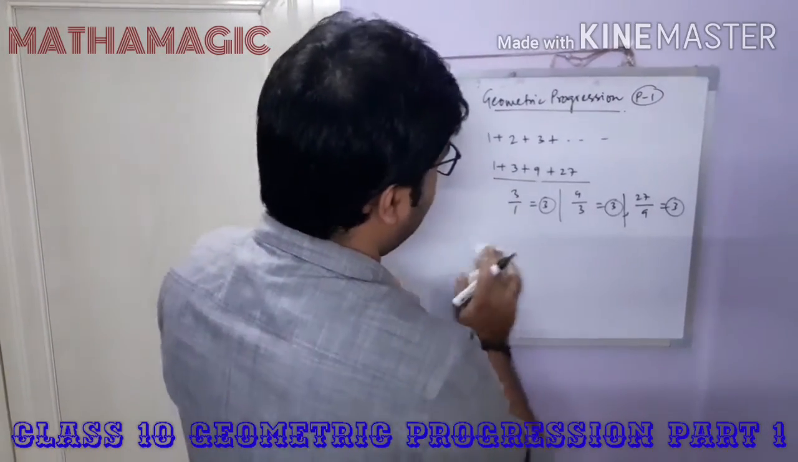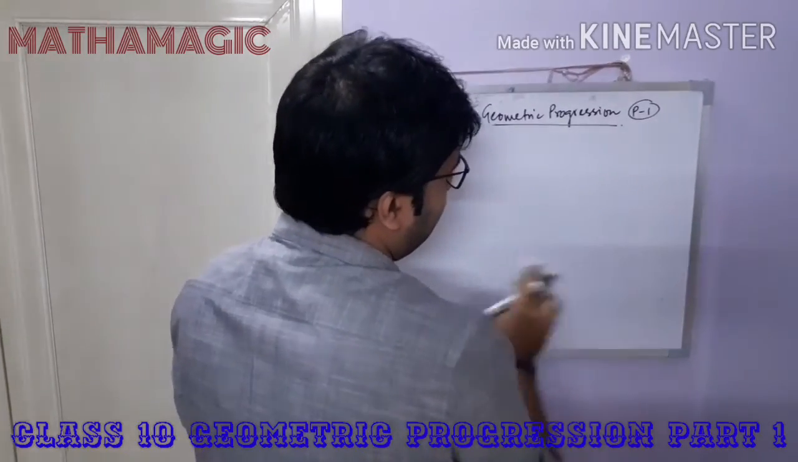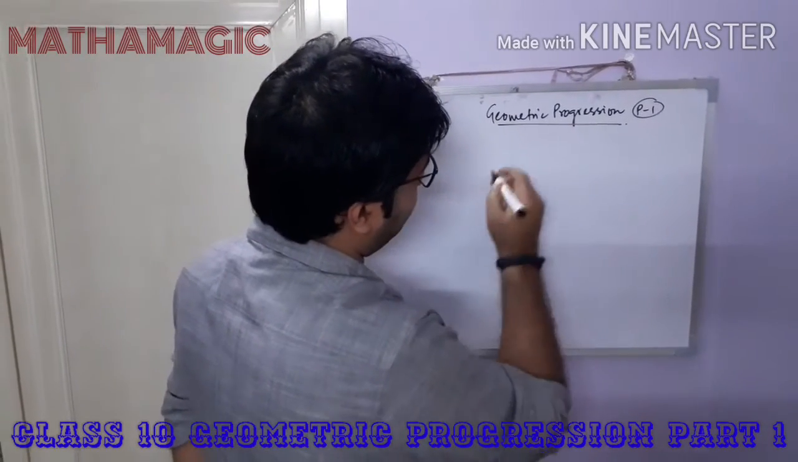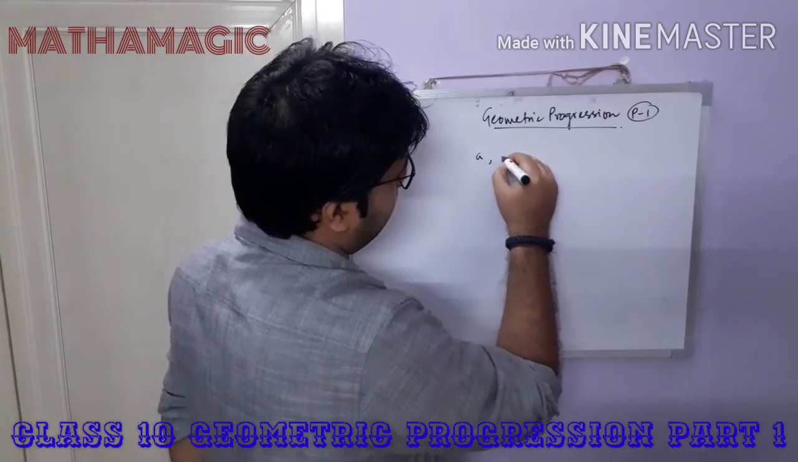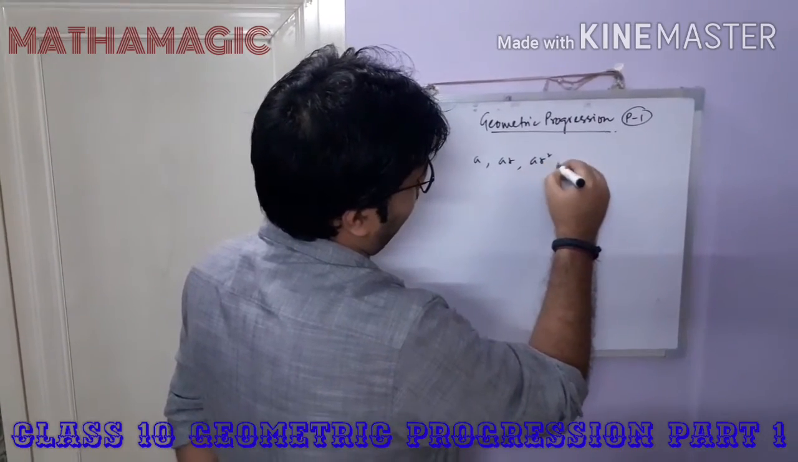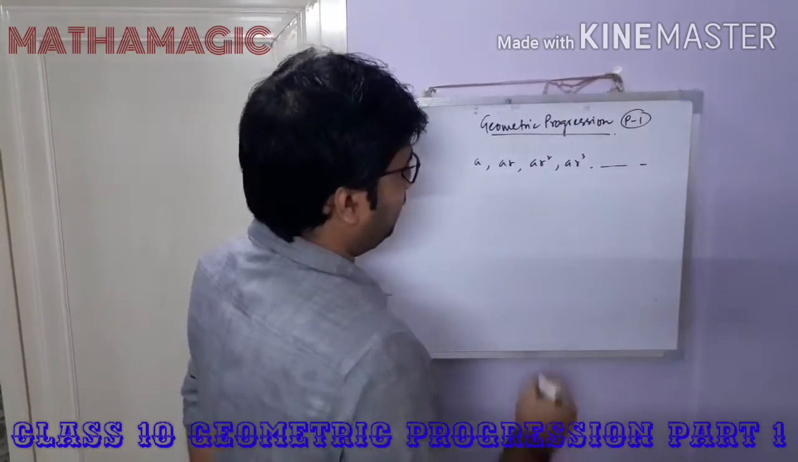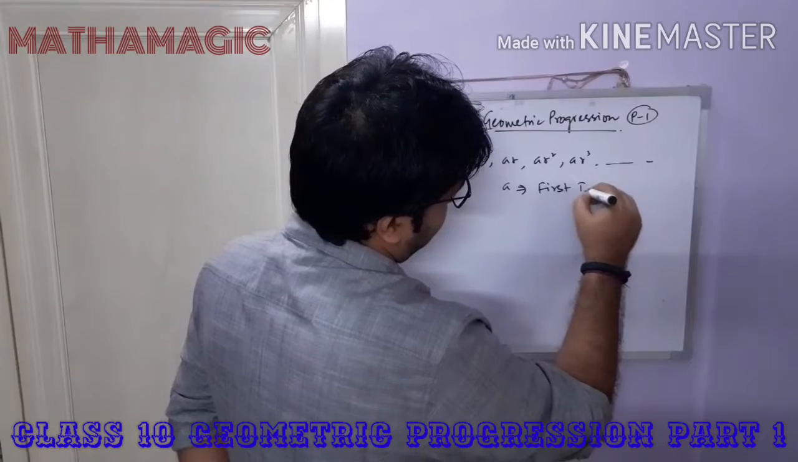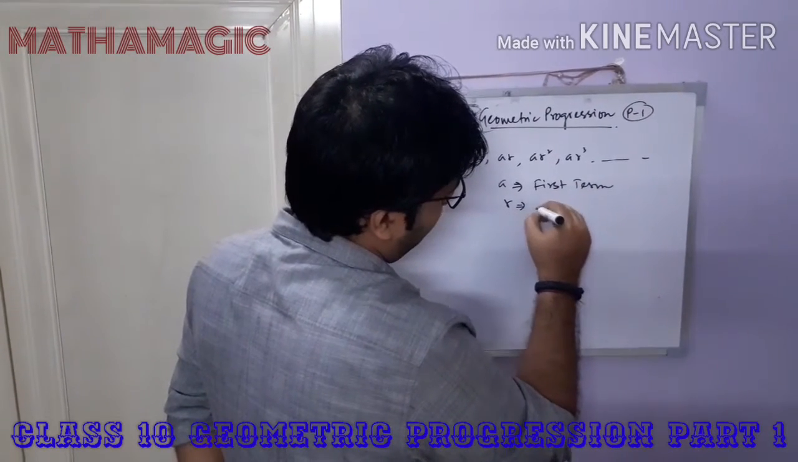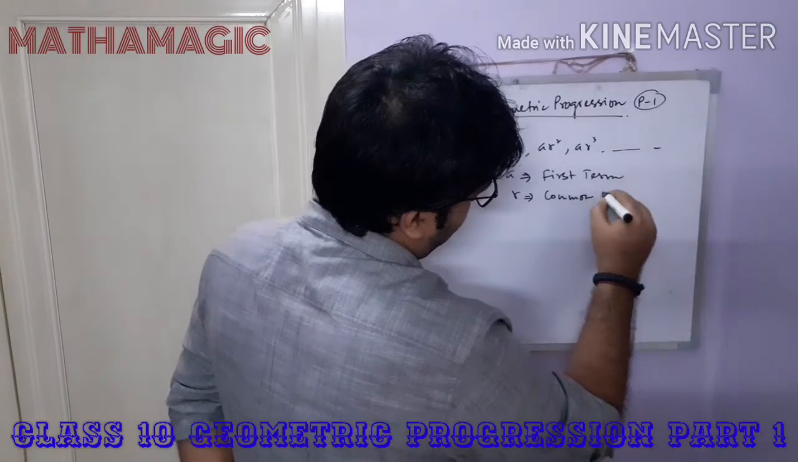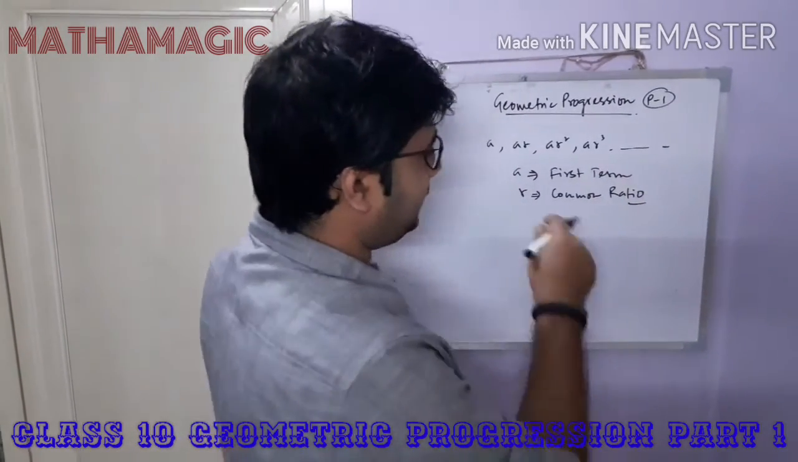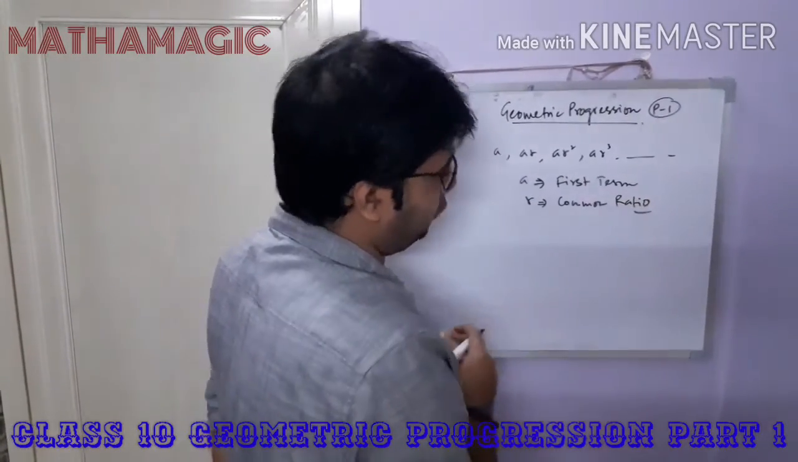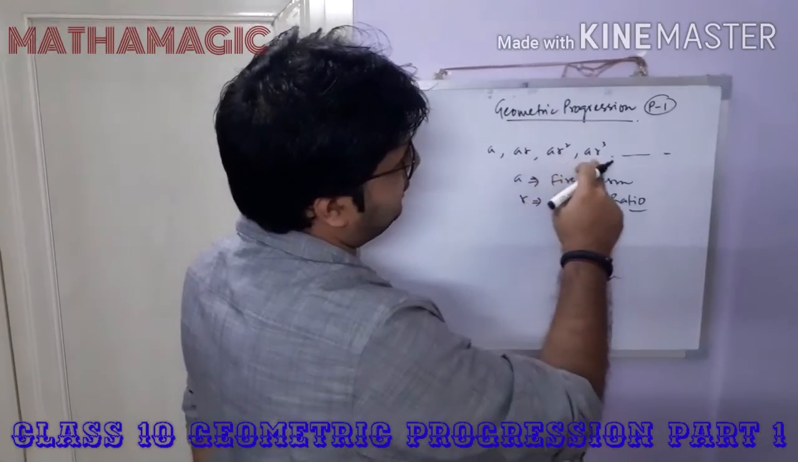Now just like AP, where we had a general expression of terms, in case of GP also we have a general expression of terms, where it is written as a, ar, ar square, ar cube, and so on. So a is used for the first term, just like AP. R is denoting the common ratio, whereas in AP we have seen d was used for the common difference. Here r is used for the common ratio. This is the first term, this is the second, this is the third, this is the fourth, and so on.